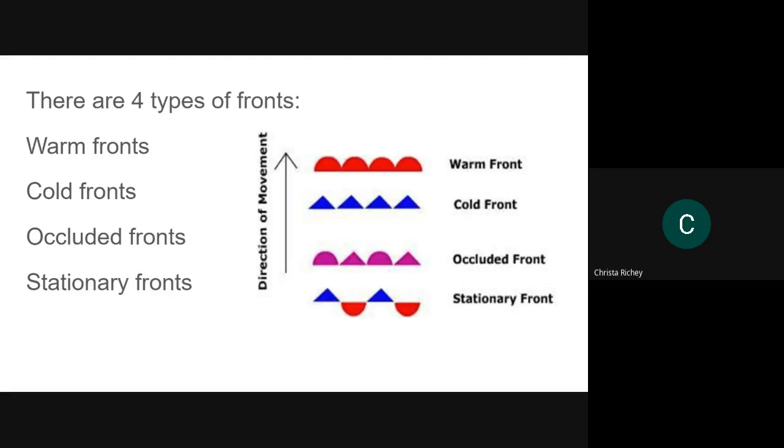Warm fronts on a weather map are represented with a red line with half circles. Cold fronts are represented by a line with blue triangles on them. Occluded fronts flip-flop them, but they're all pointing the same way and they're purple. Stationary fronts flip-flop them, but they keep their colors and they're always going to point opposite directions of each other.